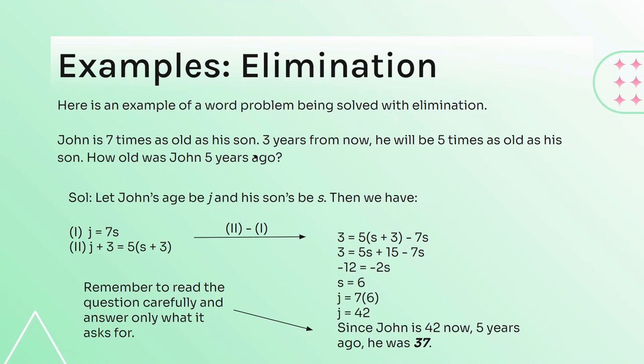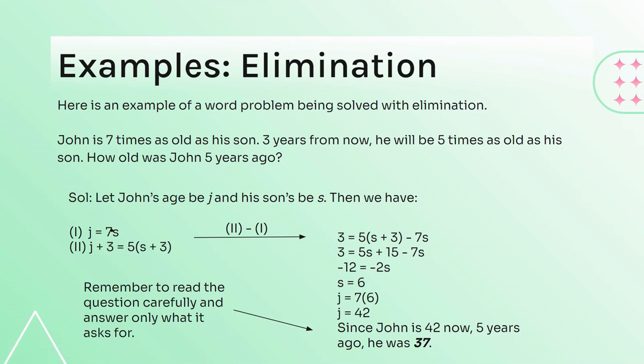So right now he's 7 times as old. So J equals 7S. But in 3 years, which is J plus 3, he'll be 5 times as old as his son. So J plus 3 is his age in 3 years. And 5 times S plus 3 is 5 times his son's age in 3 years. So now what we're able to do is just do 2 minus 1 immediately.